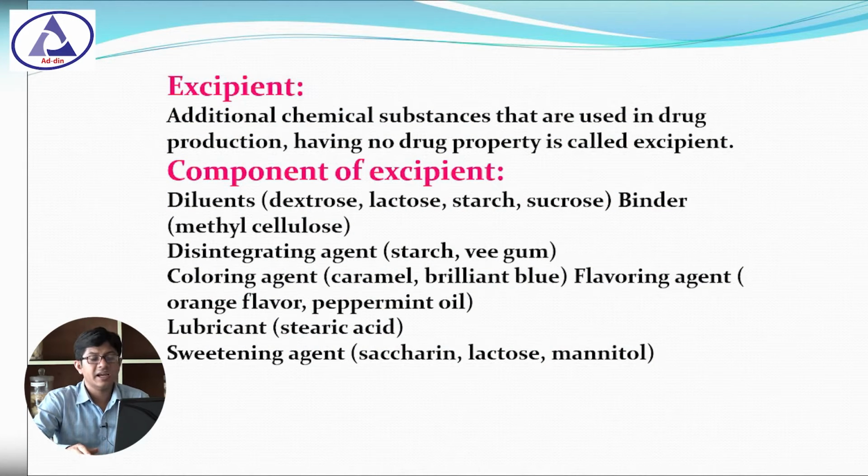Excipient. Additional chemical substances that are used in drug production having no drug property are called excipients. Now come to the components of excipient. Diluents, examples are dextrose, lactose, starch and sucrose. As binder, methyl cellulose is used.